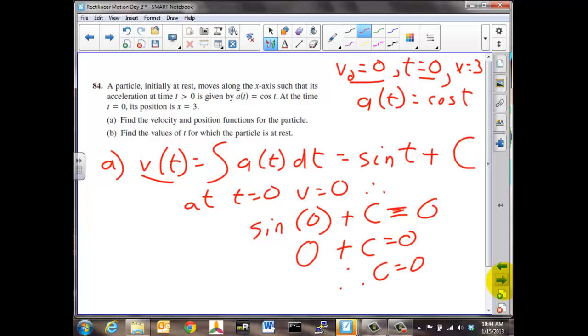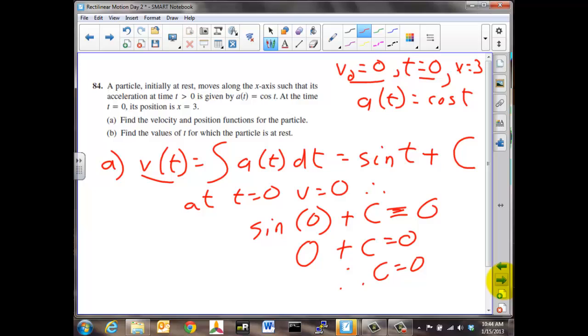Now, do you see what I did? That's crucial that you know what we did here, because you're going to have to do it again. The integration everybody got. Where did this information come from? The original problem. We need to figure out what C is. Remember, going back to the first day we started integrating, we said to find a particular solution, you need an initial condition. Well, we know at t equals 0, the velocity is 0, so we can use that information.